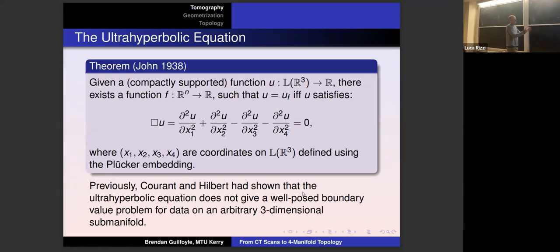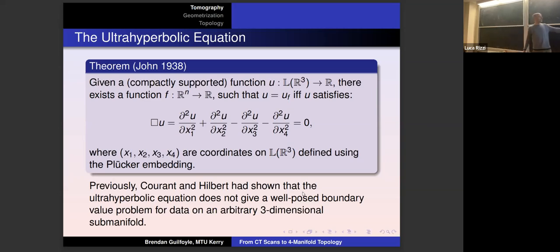So this makes it suddenly something we're not so interested in. And this was prior to Fritz John, I would say. And Fritz John came and did this, and what he showed is that there are characteristic hypersurfaces where it is, in fact, a well-posed boundary value problem.